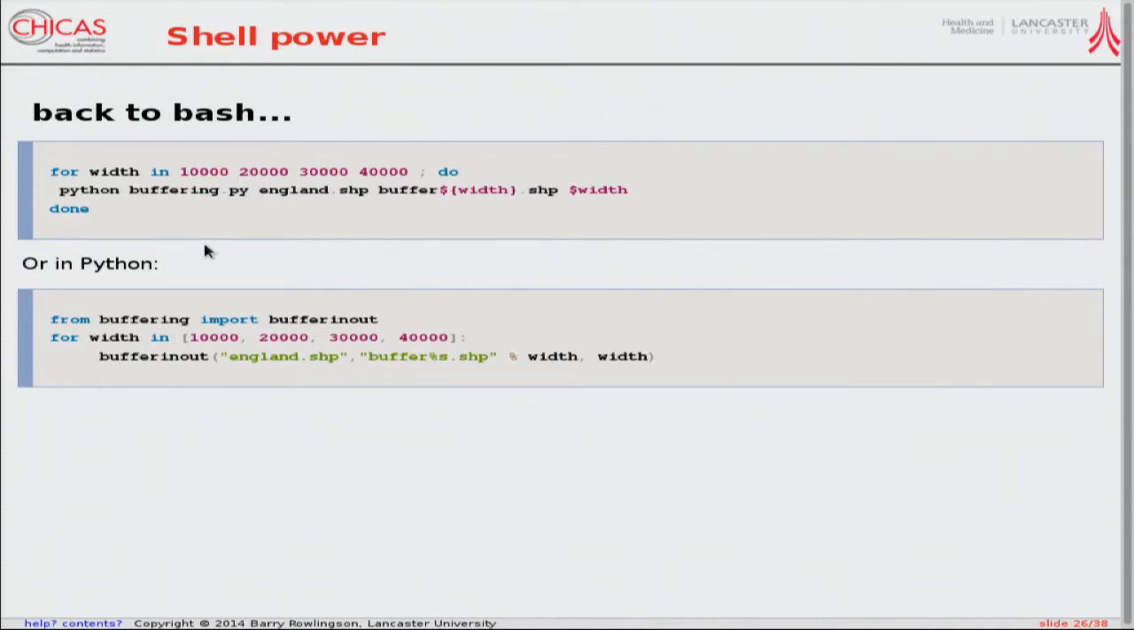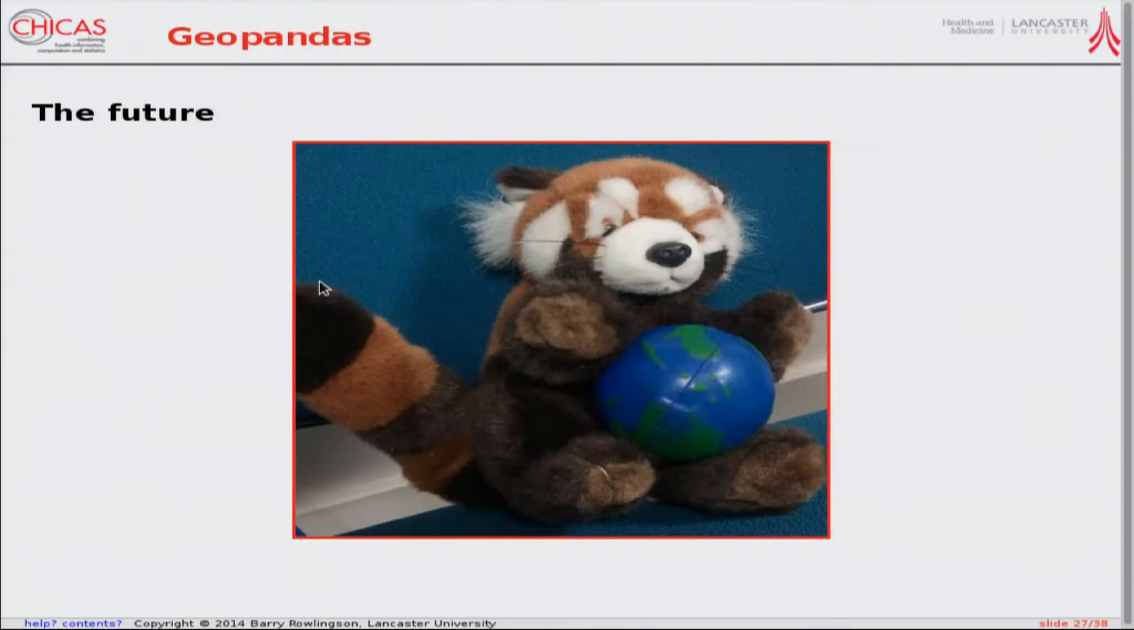And I can go back to my Unix skills. If I want to generate buffers at 10, 20, 30, and 40 kilometers, I can write a little loop like that and call my buffering function, and that will give me four buffers. Or I can write a loop in Python, which imports the function from that Python script and does the same thing. Either way, it's all very neat.